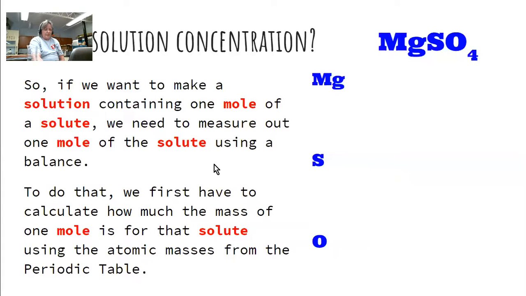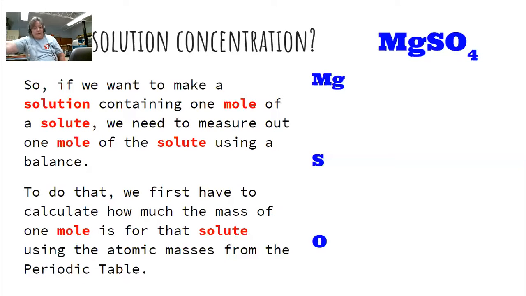So to do that, we're going to have to calculate the mass of 1 mole for that solute. Now, I'm going to use a common solute, and it's called Epsom salt. I've got some over here, and we're going to make a 1 molar solution of Epsom salt. You can make a 1 molar solution of any solute you want, and you do it the same way. If you know the chemical formula for it, you can figure out how much a mole of it is.